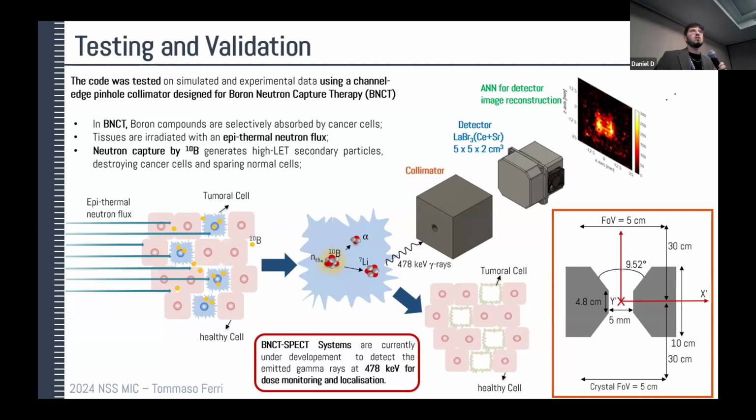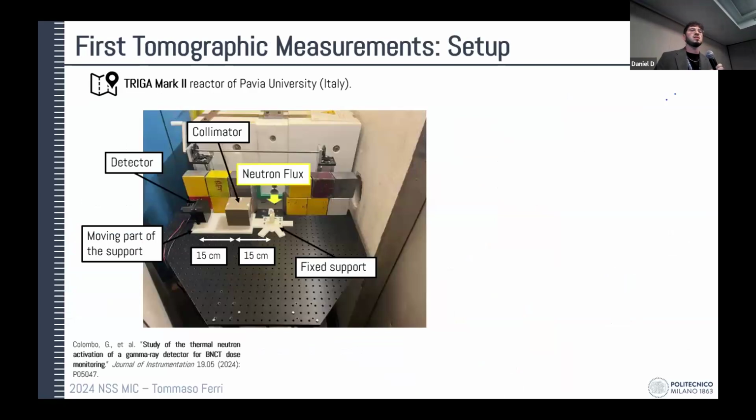So now that we have all the instruments to perform tomographic images, we designed a setup for measurements at the Triga Mark reactor, a nuclear reactor situated in Pavia.